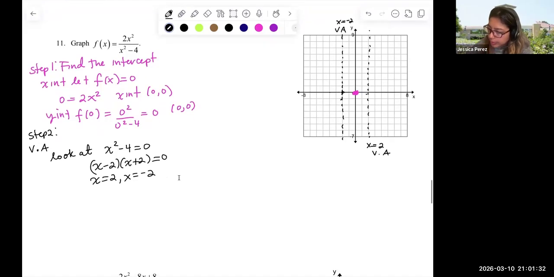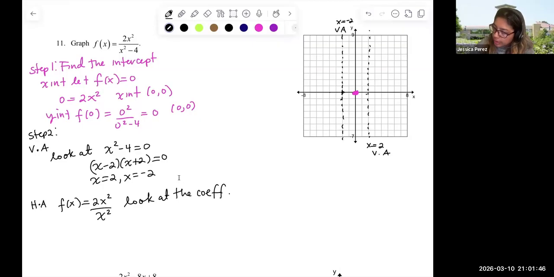Now, a horizontal asymptote. Notice that they have the same degree, so 2x squared over x squared. So you look at the coefficient. The coefficient here is 2, so y equals 2. I'm going to use the color pink for my horizontal asymptote, and I want to see if it will cross, yes or no.